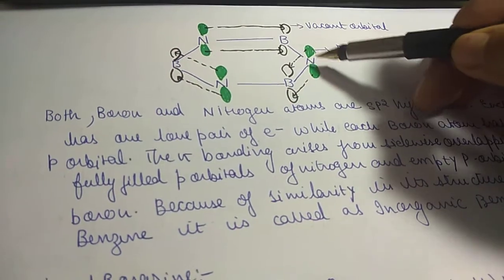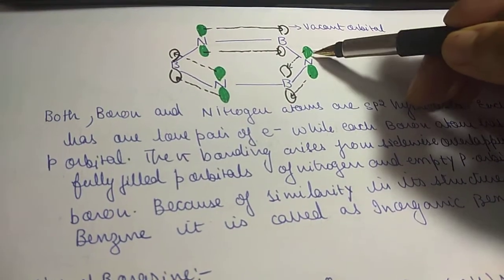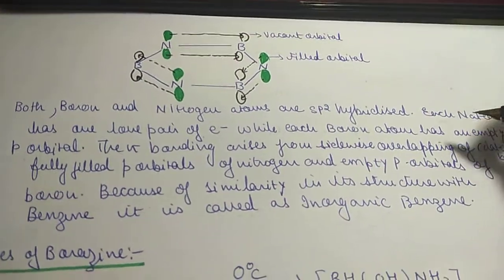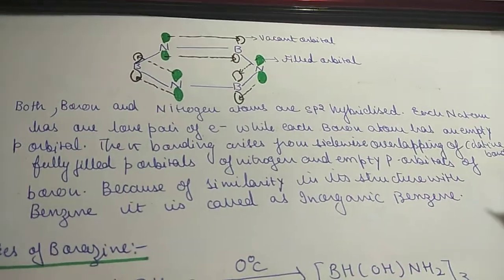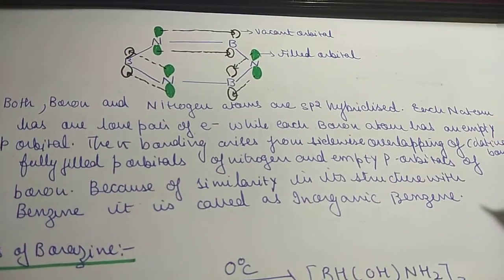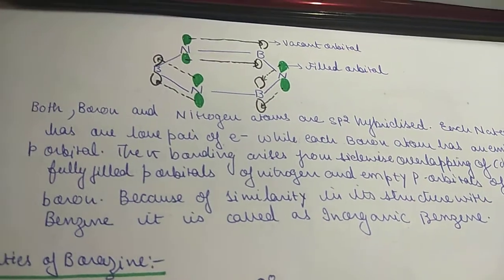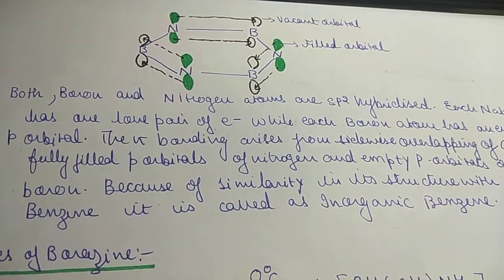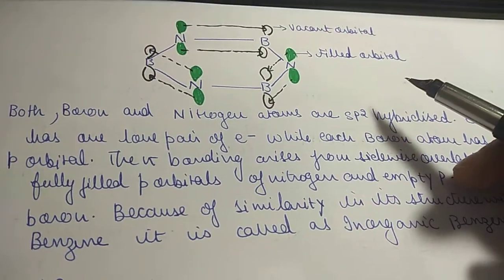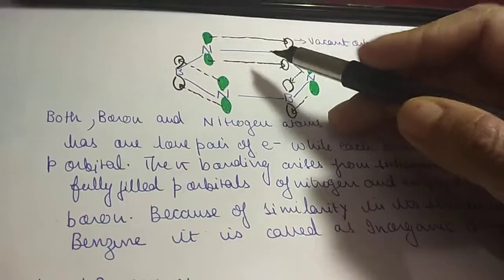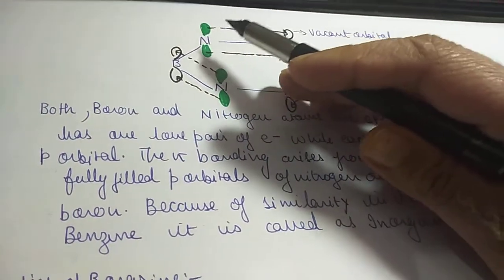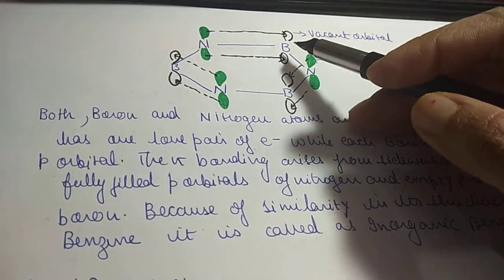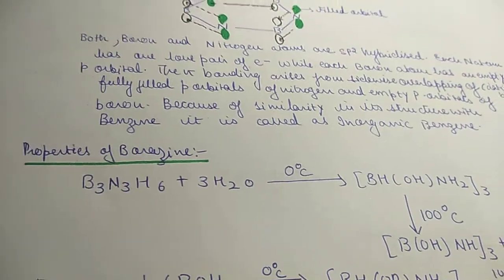This green part shows that it has filled p orbitals. The pi bonding arises from sidewise overlapping of, yes, this is dative bonding, of fully filled orbitals of nitrogen and empty orbitals of boron. Because of similarity in its structure with benzene, it is also called inorganic benzene. So pi bonds are formed by the overlapping of filled p orbitals of nitrogen with empty p orbitals of boron.